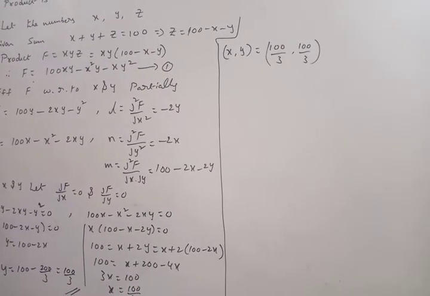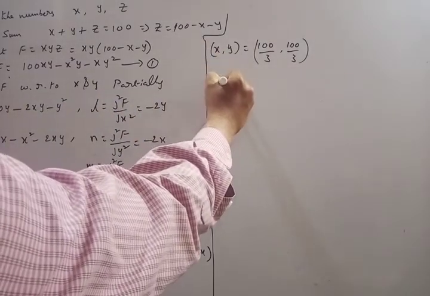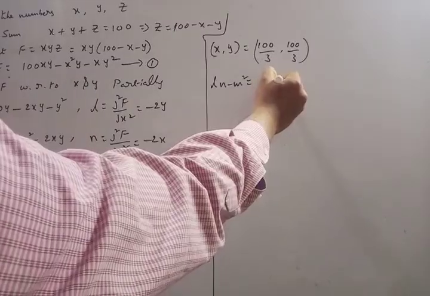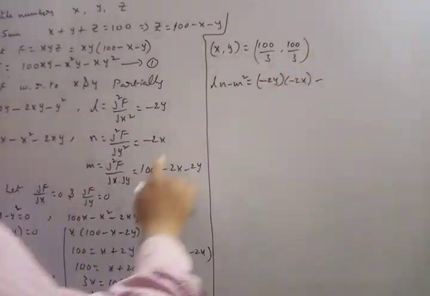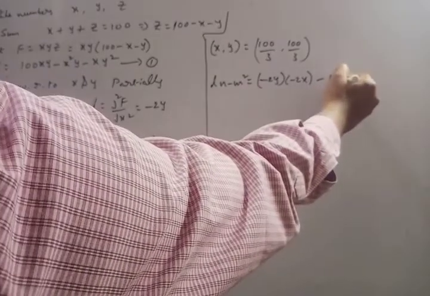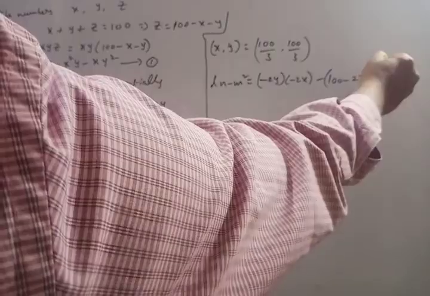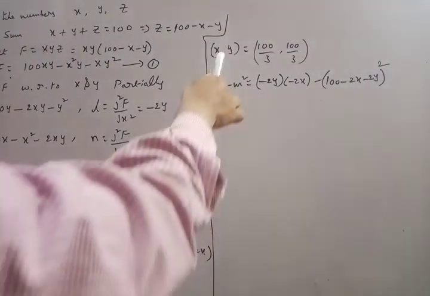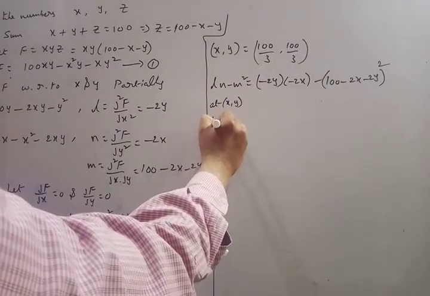What is the L value I got? The L value is here only. L is minus 2y. So for ln minus m square, L is minus 2y, and n is minus 2x, minus m square. M is 100 minus 2x minus 2y, whole square. Where do we have to find this? At x comma y, so ln minus m square.